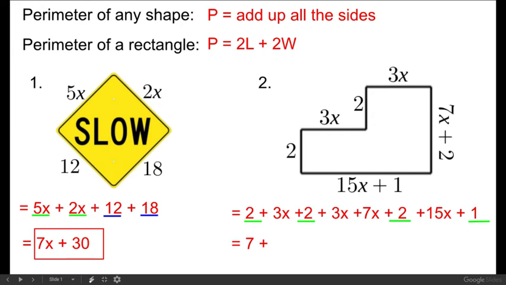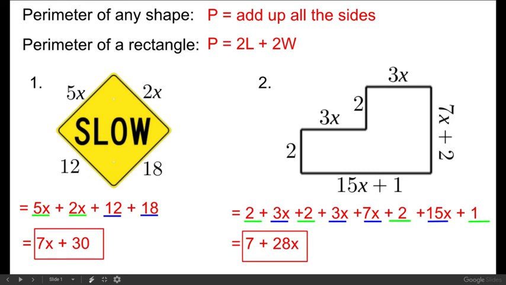And now we have our x's. So let's combine those like terms. So 3x plus 3x plus 7x plus 15x gives us 28x. We have a whole number and an x term, so we cannot go any further, and that's our final answer.